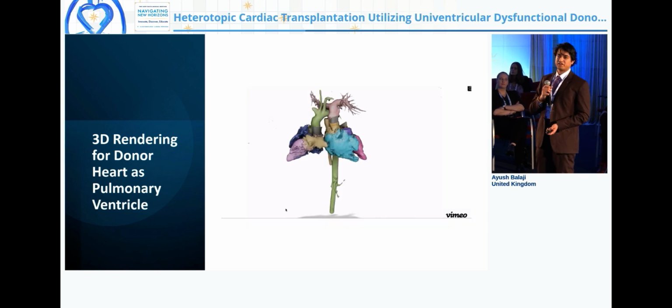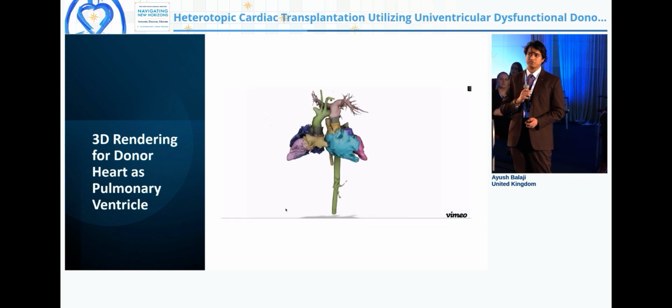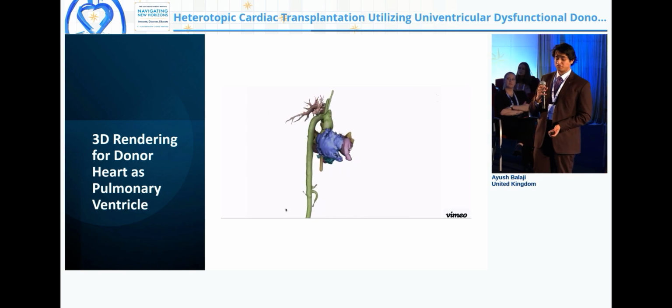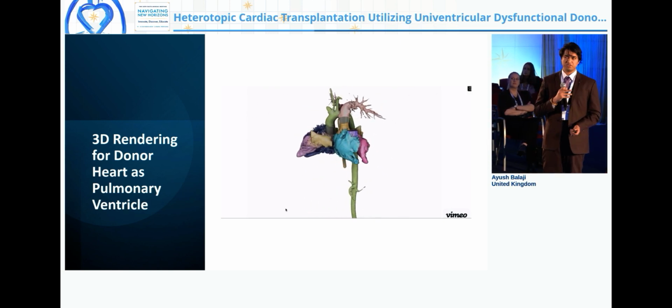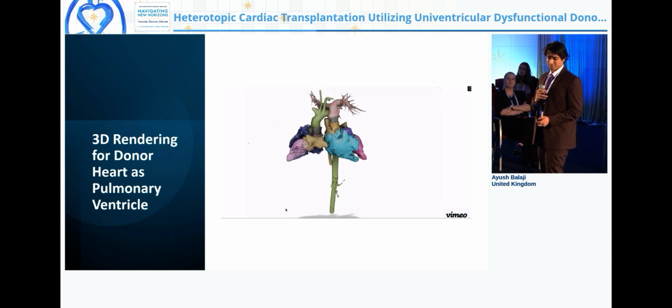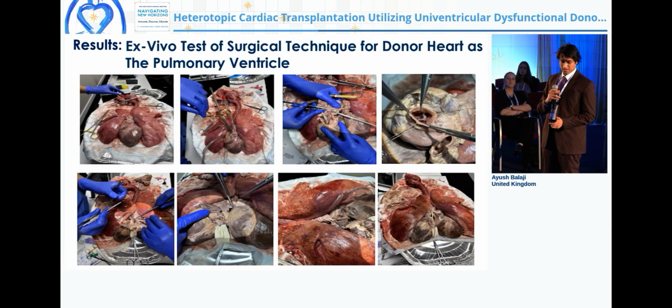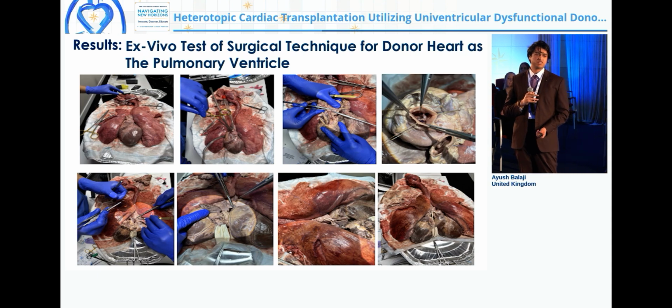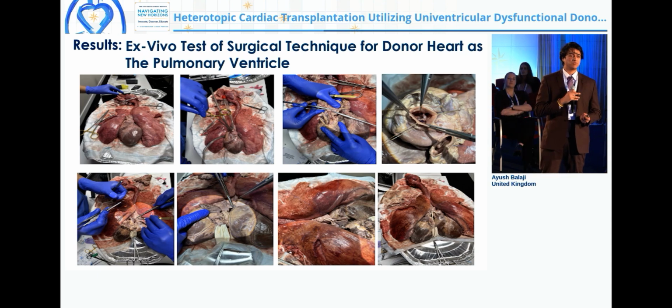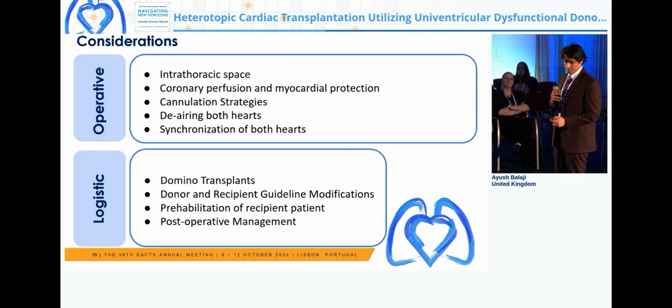And here's a 3D rendering of the donor heart as a systemic ventricle. So you can see there's been a pulmonary vein to left atrial anastomosis, as well as an aorta to aorta anastomosis. And here's the result of an ex vivo operative technique that we've done on a porcine model. Again, this is a conceptual study, and we hope to use this to build on as a premise.